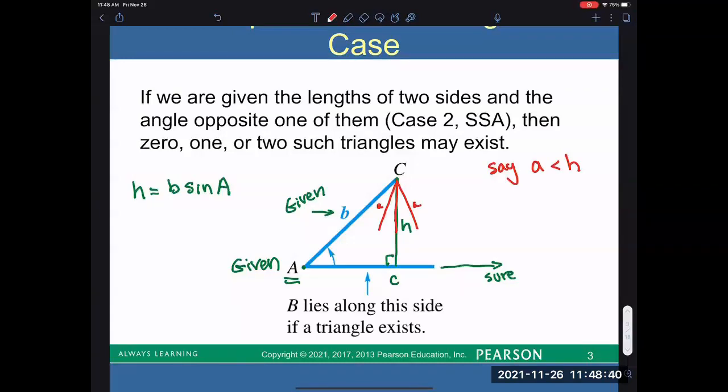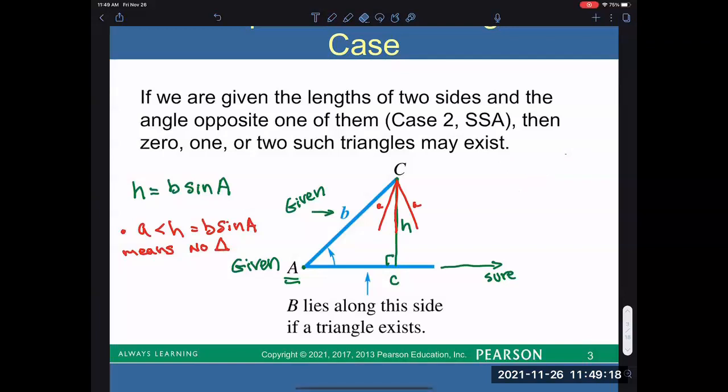So let me put that over here. A being less than H, which is equal to B times sine A, based on B and A, means no triangle. And as we said in the earlier cases, case 1 situations, sometimes there's no triangle. It's certainly possible that there's no triangle.